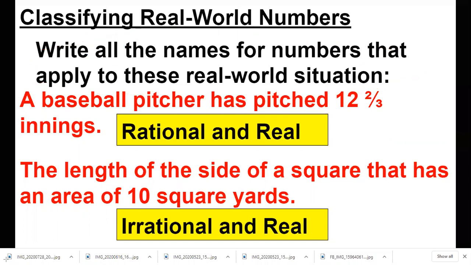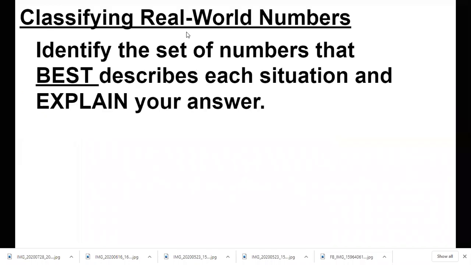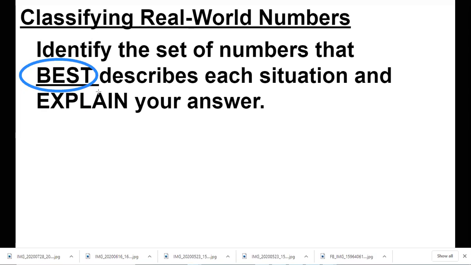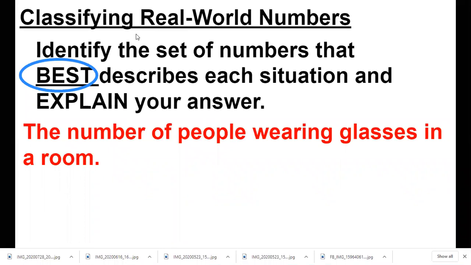Now the next slide here, go back to that now, isn't asking us for all of the number classifications. It's asking us for the best one. So identify the set of numbers that best describes each situation and explain your answer. So let's do an example. The number of people wearing glasses in a room. What's going to be the best description? Whole number, integer, rational number, irrational number, or real number? What's going to be the best descriptor?